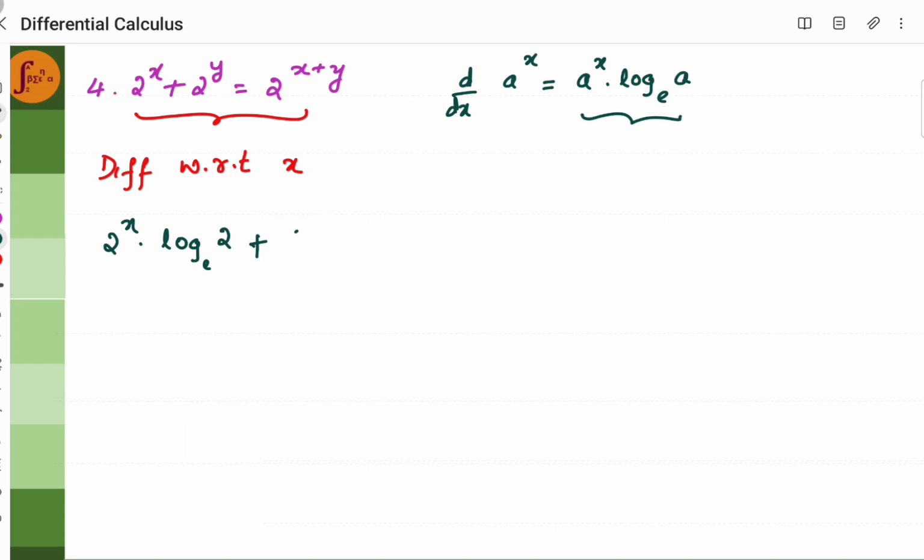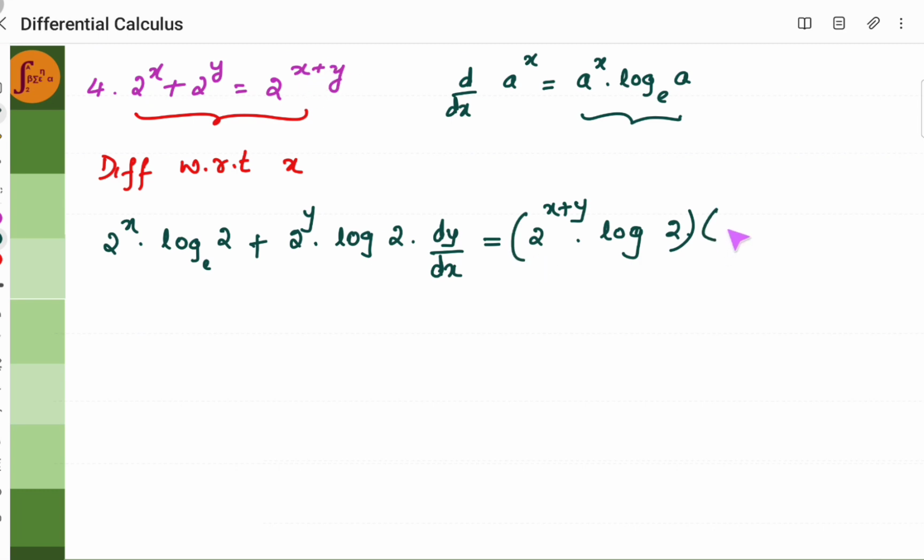Same thing. 2 to the power y into log of 2, and we'll have to write dy by dx because there is y here, is equal to, same formula we'll use, 2 to the power x plus y into log of 2. Now we'll have to go with the chain rule. You have x plus y. So the derivative of x is 1 and the derivative of y is 1 itself with dy by dx. We'll have to put dy by dx.